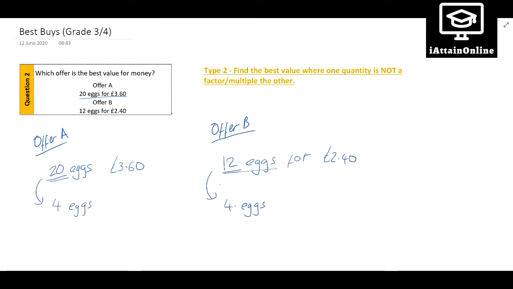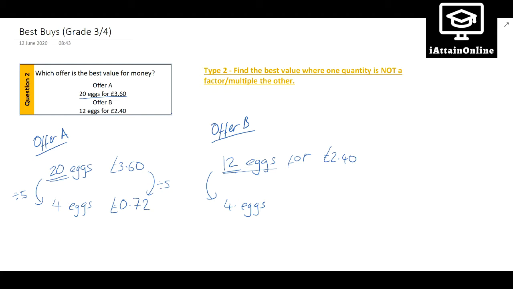So with offer A, if I've got the cost of 20, to find the cost of 4, I'm going to divide that by 5. So I'm also going to divide this one by 5 as well. Now £3.60 divided by 5 tells me that 4 eggs would cost 72 pence.